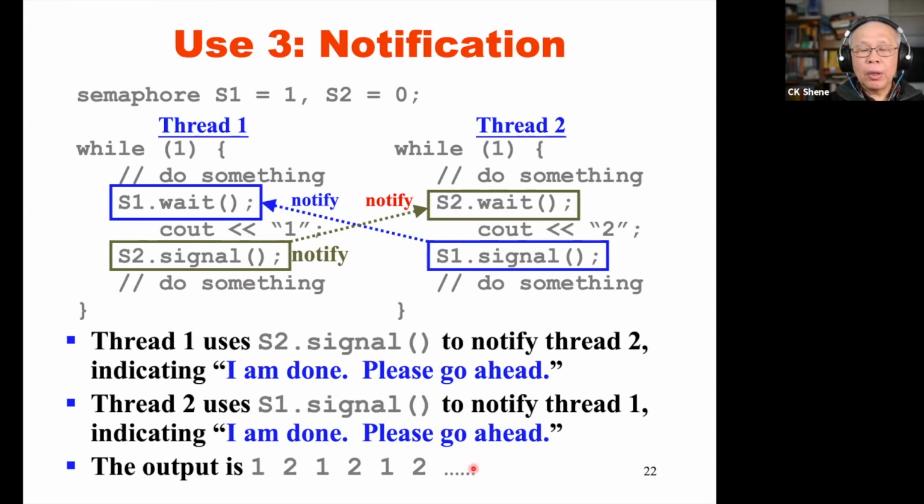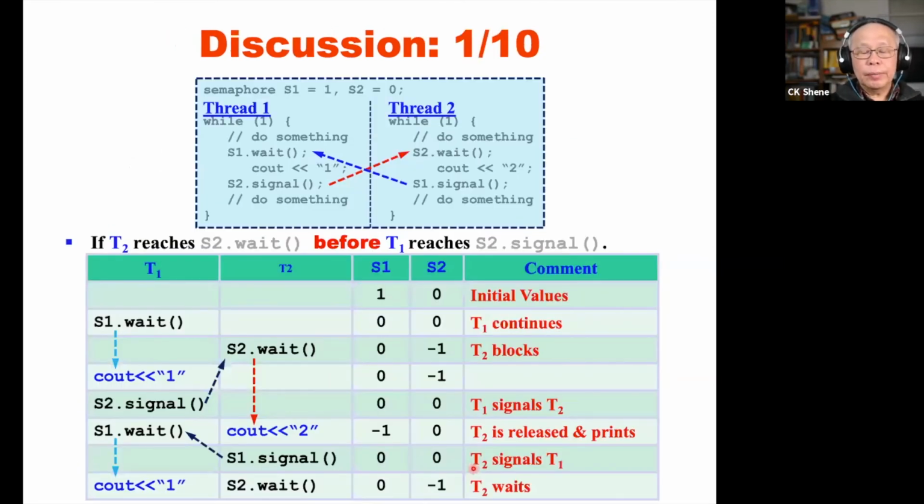I strongly encourage you to stop a while and understand what I have said before you move on. So here is an execution sequence. Now here we assume that T2, that is thread 2, reaches S2 dot wait before T1 can execute S2 signal. So that is, thread 2 waits before thread 1 signals.